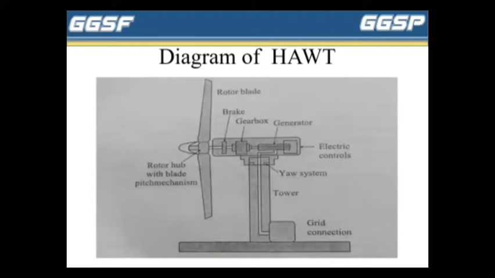This is the diagram of a horizontal axis wind turbine. Here we can see the rotor hub with blade pitch mechanism and the rotor blade. We can also see that inside the nacelle there is the brake, gearbox, generator and electronic control. There is a yaw system, tower and grid connection.